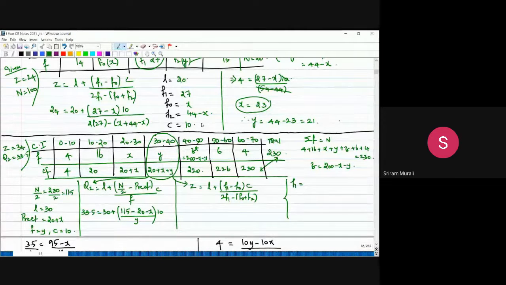Therefore, what should be your F1? This is my F1. This is my F0. F1, F0, F2. So what is F1? Y. What is F2? 200 minus X minus Y. What is F0? Which is X. What is L? 30. What is C? 10. Can you not now substitute? 34 is equal to 30 plus F1 Y minus X into 10 divided by, what is this? 2Y minus 200 minus 200 plus Y.